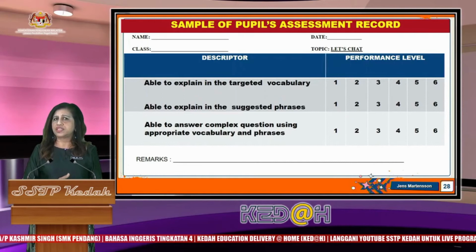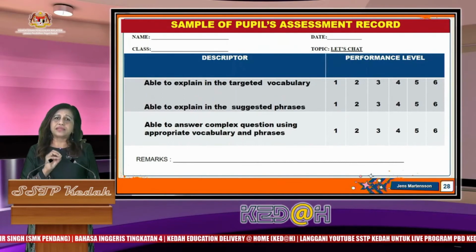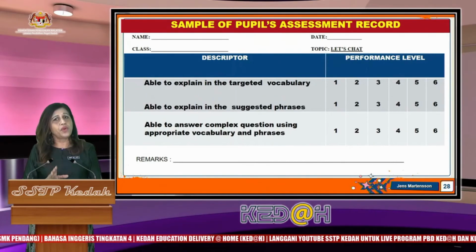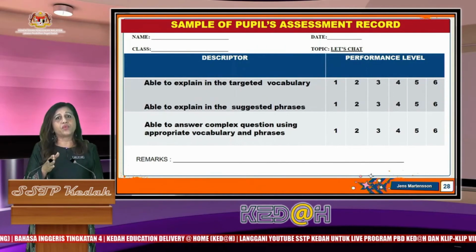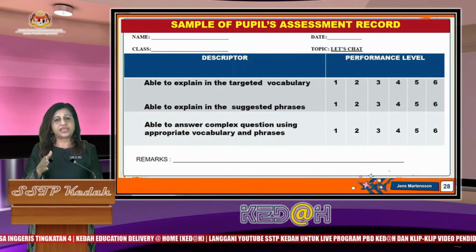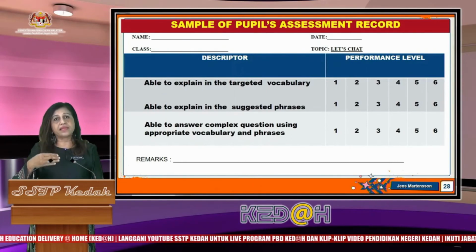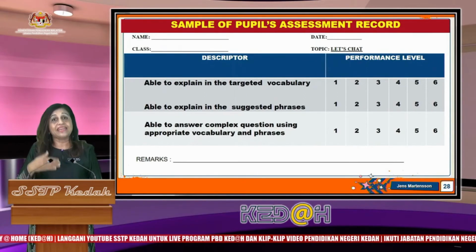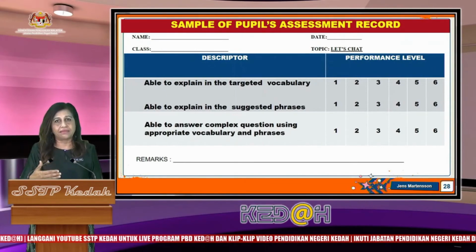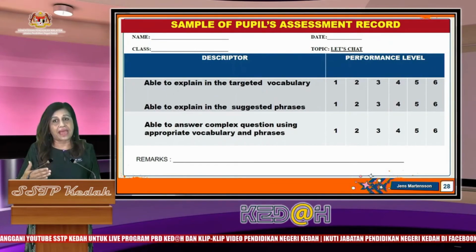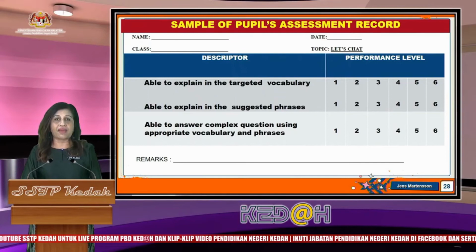But then, teachers, you will come across that some of your pupils may not use the targeted vocabulary or the suggested phrases. Then, are you going to penalize them? No, teachers. If the vocabulary and phrases they use are in context with your content, then you can give them a higher performance level.